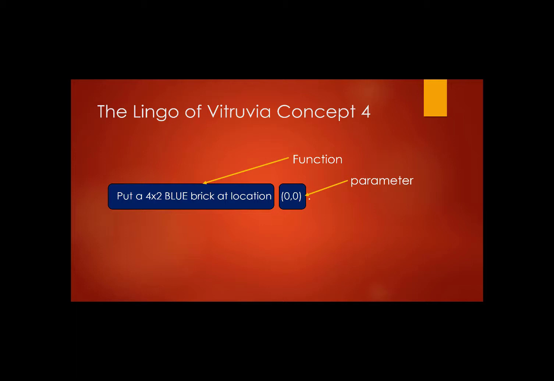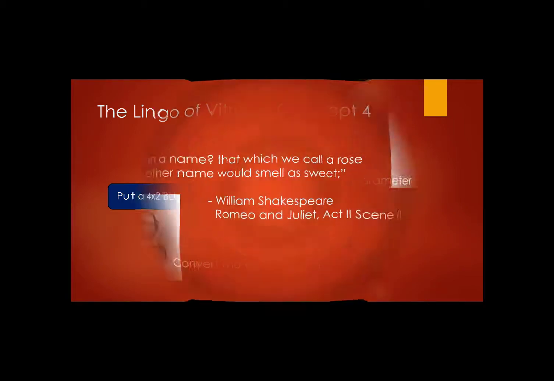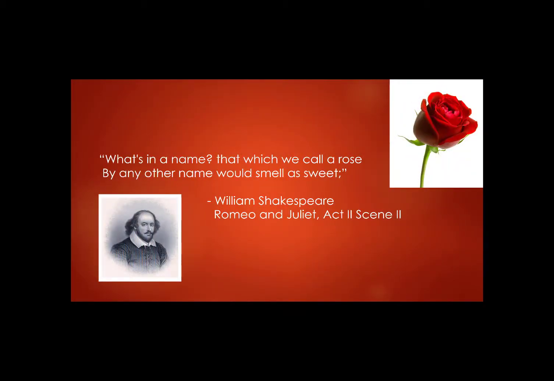So what we need to do is figure out a way to convert that first part of the sentence into something that the computer understands. And what it understands is names. So we need to convert this to a name. So what's in a name? Well, Shakespeare said, "That which we call a rose by any other name would smell as sweet." Now that's all fine and good for a play.